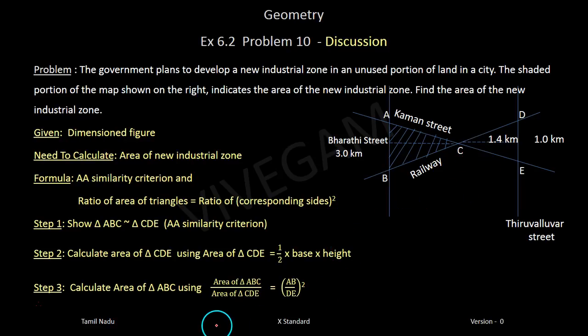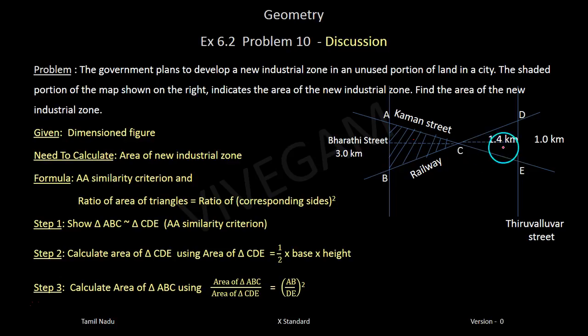Next, use the similarity triangle properties. What are the similarity triangle properties? Whenever two triangles are similar, the ratio of their areas is equal to the square of the ratio of the corresponding sides. So these are the two similar triangles, right? This one and this one. The area of this triangle divided by the area of this triangle will be this side 3 divided by this side, the square of that fraction.